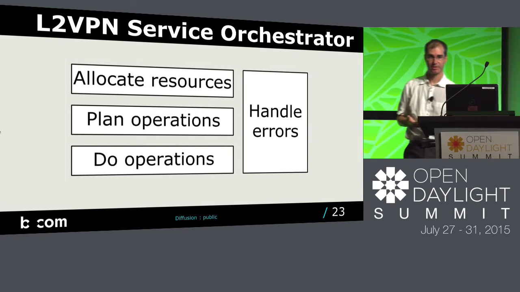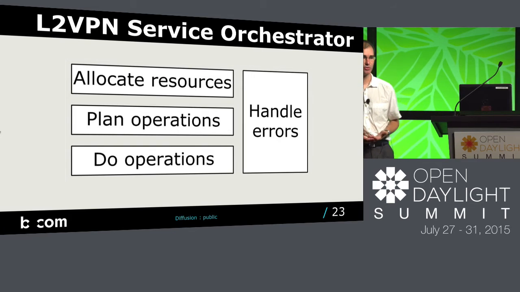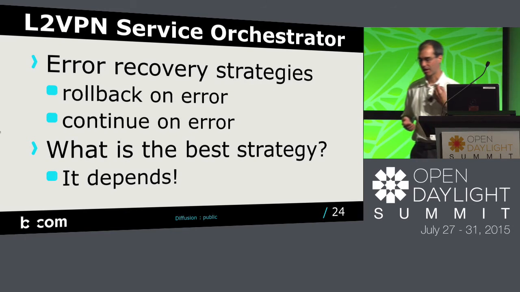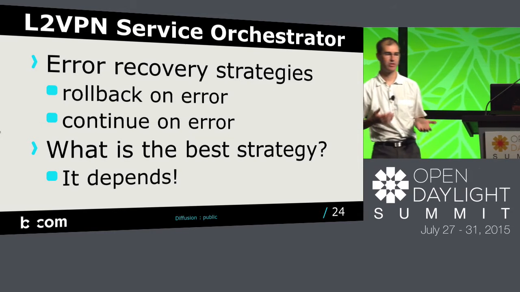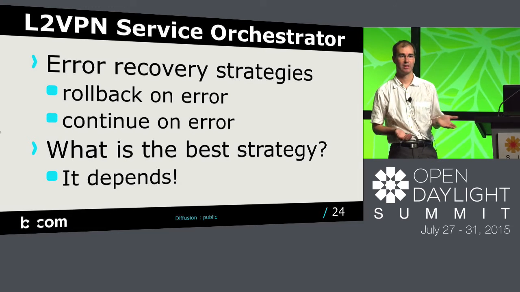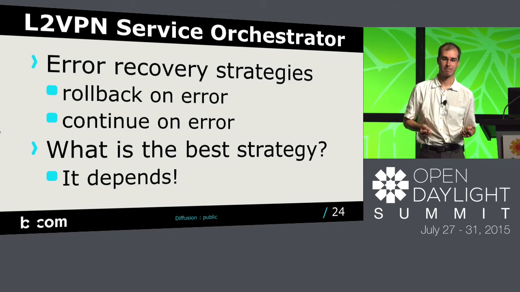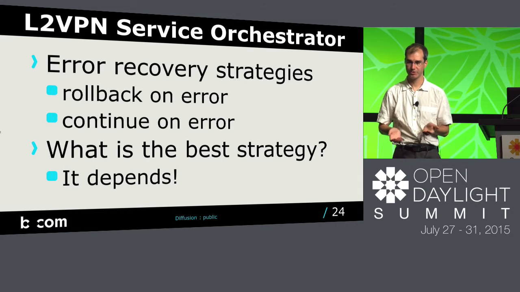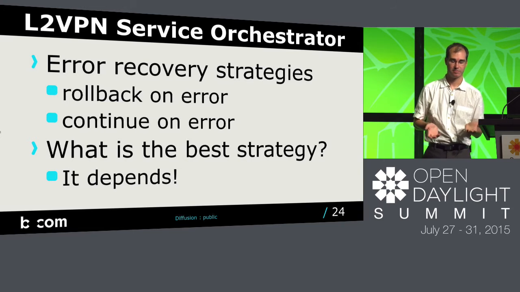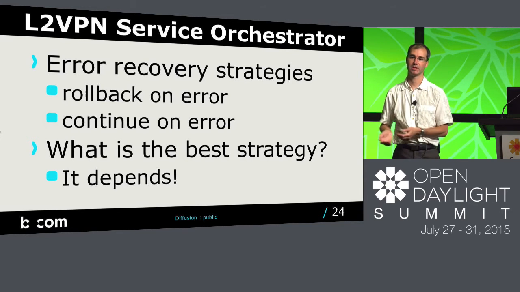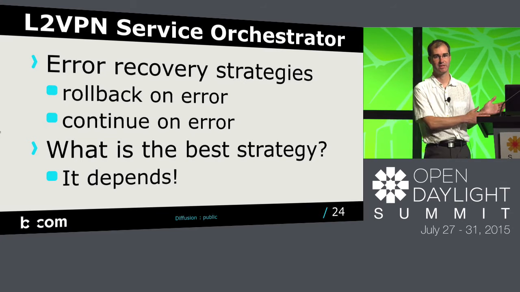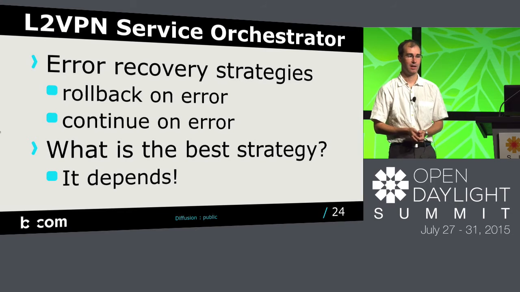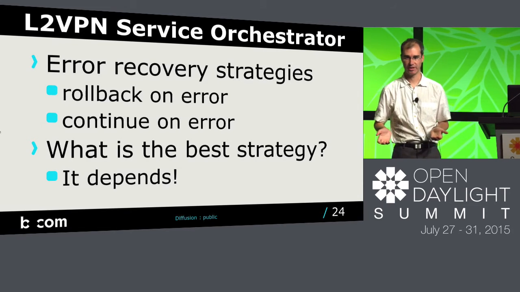Another important thing about this orchestrator is that it will have to handle errors. I will explain two possible recovery strategies when you encounter an error while configuring a set of devices. When something fails at some point, the first possibility is to roll back. That is to say, to unconfigure all the devices that were already configured, and so you get your network in a clean state. But you get no service at all.